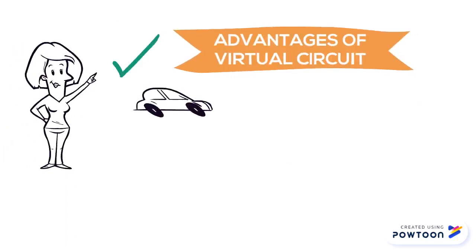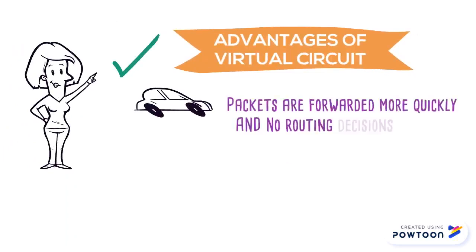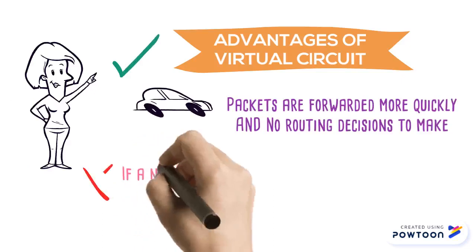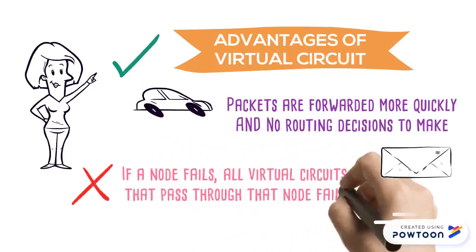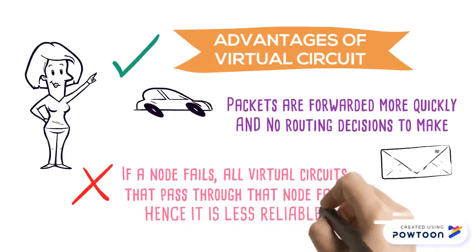Advantages of virtual circuit. Packets are forwarded more quickly and no routing decisions are to be made. If a node fails, all virtual circuits that pass through the node fail, hence it is less reliable.